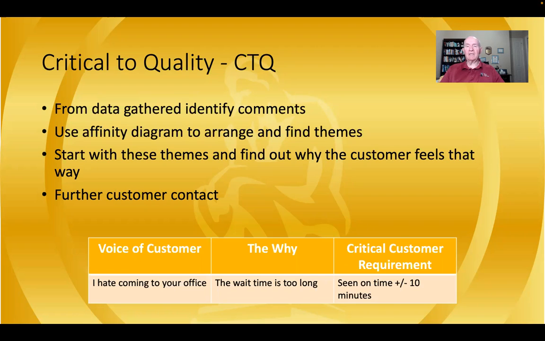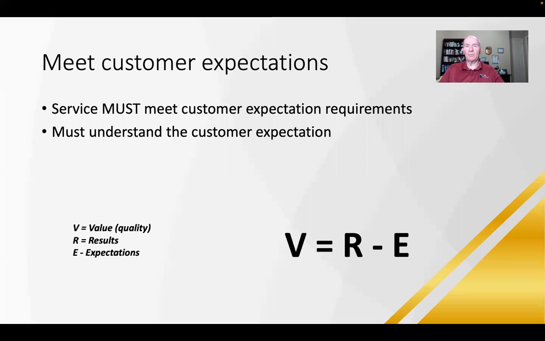So the voice of the customer might say, I really hate going to your office. Well, why do you hate going to the office? Because the wait time is so long. Well, okay, so what is the critical to quality or the customer requirement? Well, perhaps they'd like to be seen by the provider, or certainly by the triage team, within 10 minutes of arrival in the office. So that would be a goal that we could put in the definition of what we are all about. Our process is to look at how we can make our visit more effective for our customer.